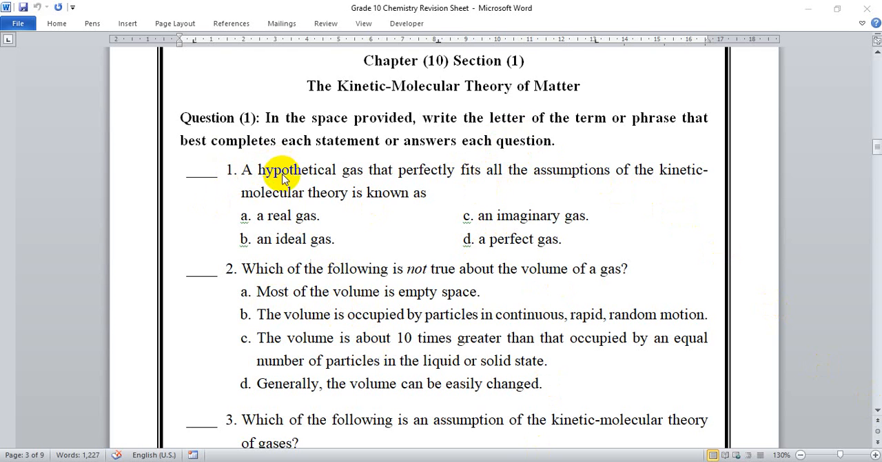1. A hypothetical gas that perfectly fits all the assumptions of the kinetic molecular theory is known as a real gas, an ideal gas, an imaginary gas, or a perfect gas. A hypothetical gas that follows the assumptions of the kinetic molecular theory is an ideal gas.